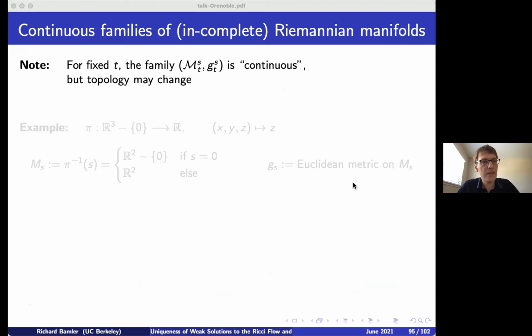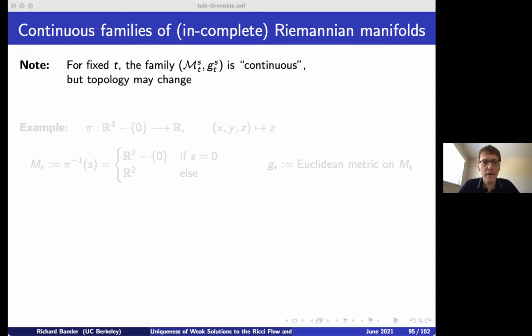So the topology of these time slices may change as we vary the parameter. Maybe another way of saying this is also if we just look at a singular Ricci flow, we have the same issue already. If we change t, then the topology of the time slice may also change, right? So, but there's still some sense of continuity. And so how do we express this?